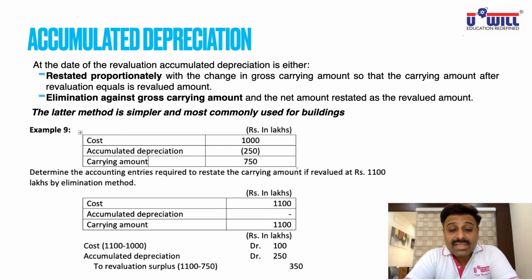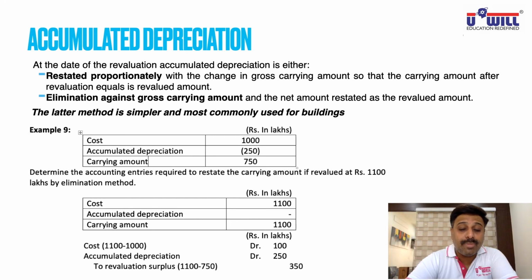Elimination against the gross carrying amount means cost. What was the cost? 1000. Now how much is the cost? 1100. And then net amount restated as the revalued amount means, elimination means accumulated depreciation you will eliminate only. Accumulated depreciation you will completely eliminate. So that cost of 1000 will become 1100 and book value will also become 1100.